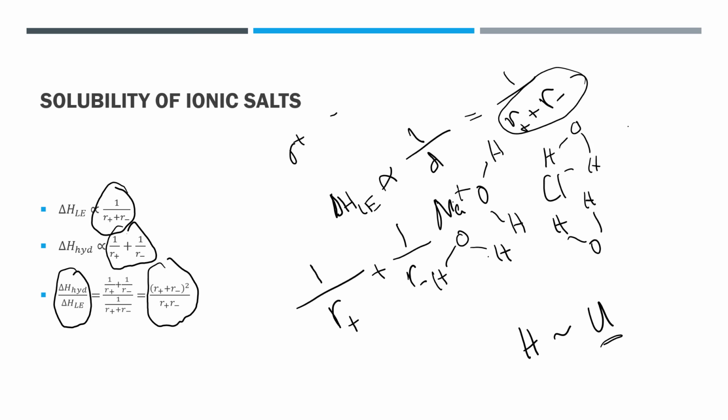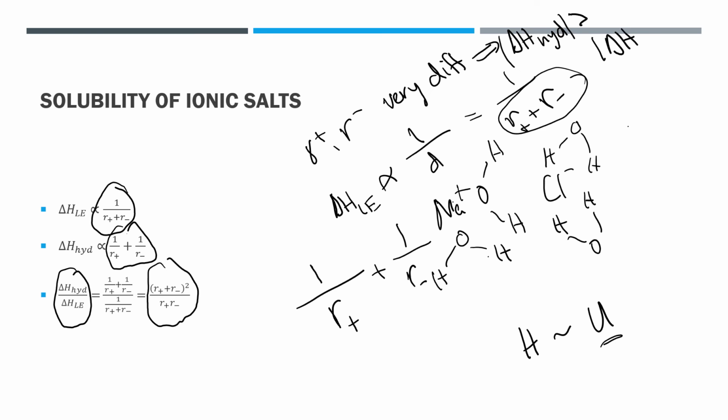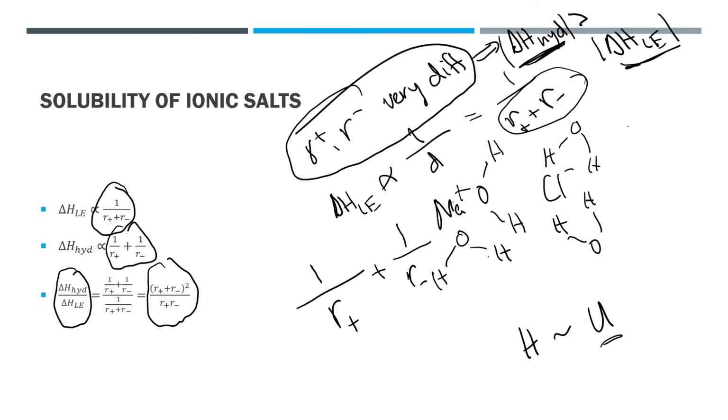So let me just restate that because I kind of fumbled it a little bit there. If we have R plus and R minus that are very different, this implies delta H hydration is much greater in magnitude than delta H lattice energy. Technically, delta H hydration is negative and delta H lattice energy is positive, because this is a release of energy and this is an input of energy. But the magnitudes for delta H hydration will be much greater if these terms are very different. So that means that salts with very different cation-anion radii will be more soluble.